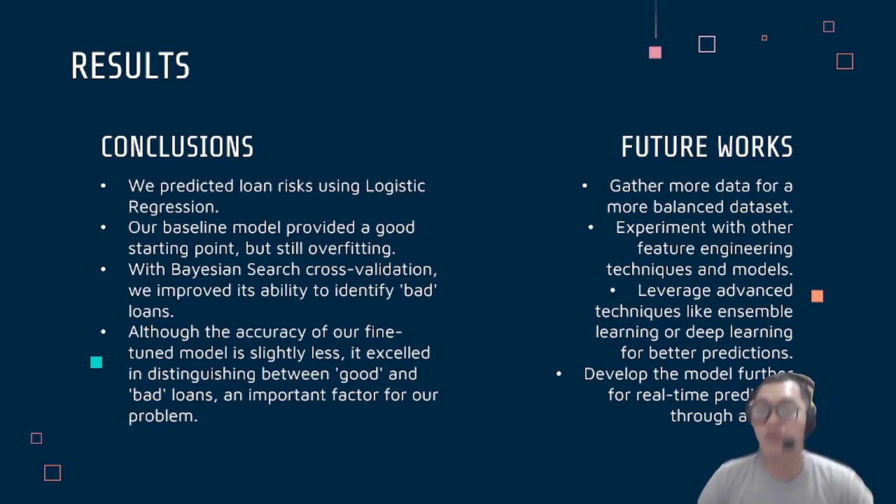All right, let's go to the future works again. We can try to experiment with other feature engineering techniques and models, and leverage advanced techniques like ensemble learning or deep learning for better predictions. Ensemble learning might work, but that's another project for the future. And the last part is where we develop our model further for real-time predictions through an API.